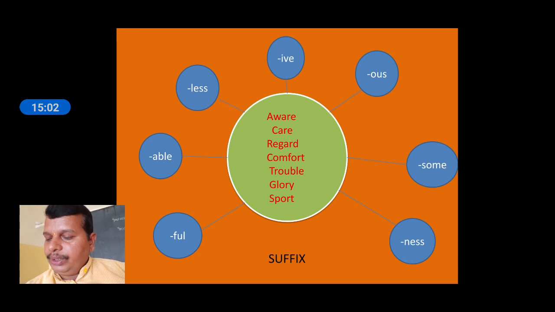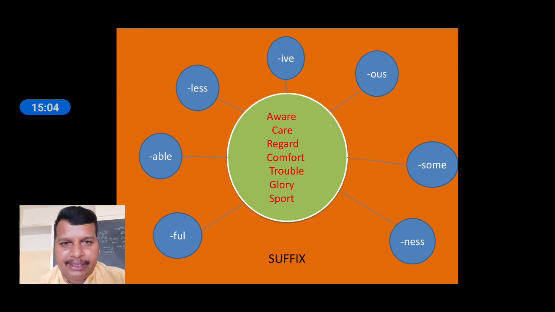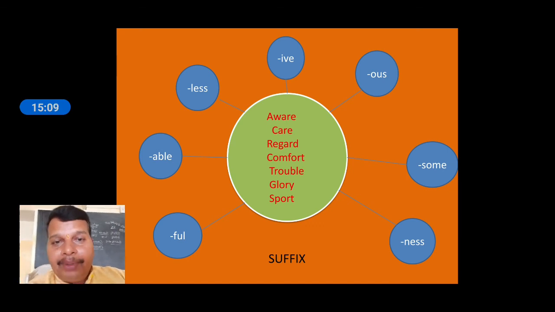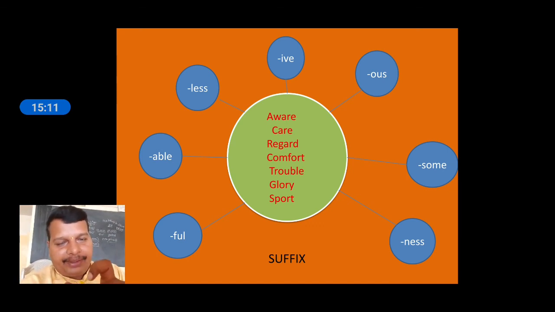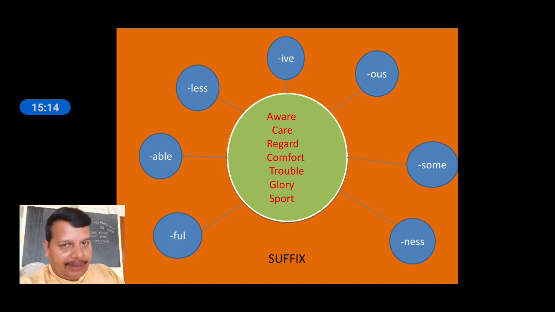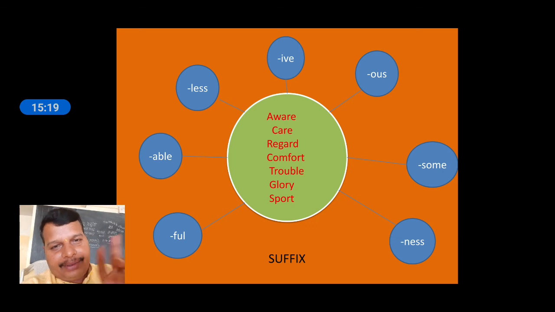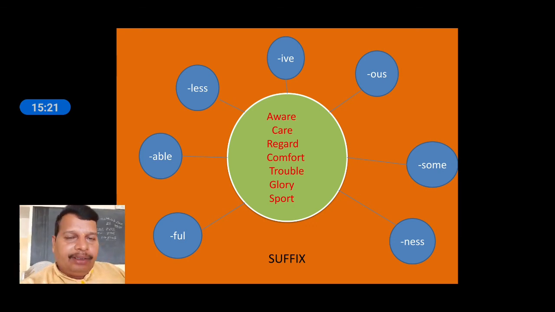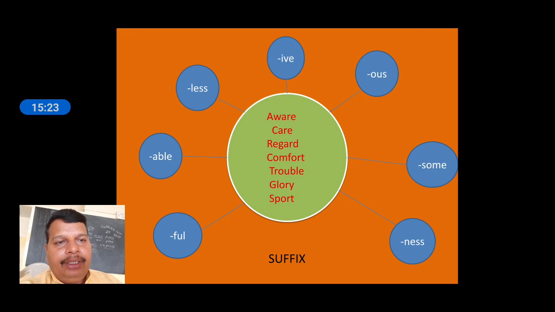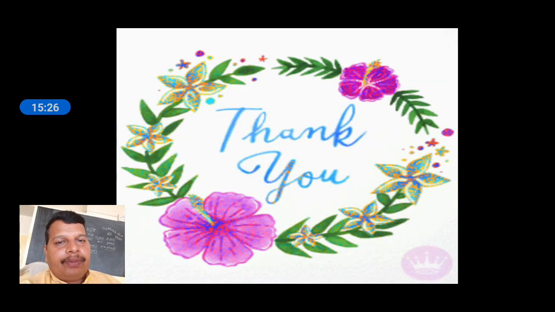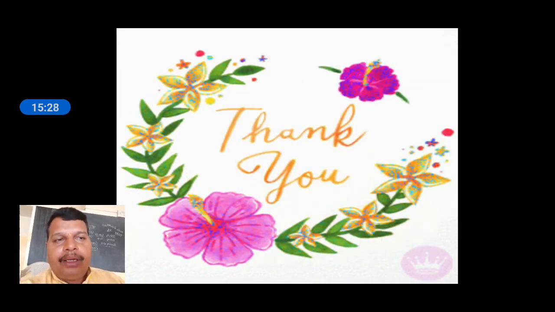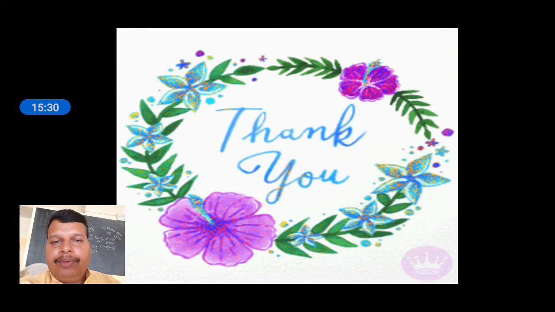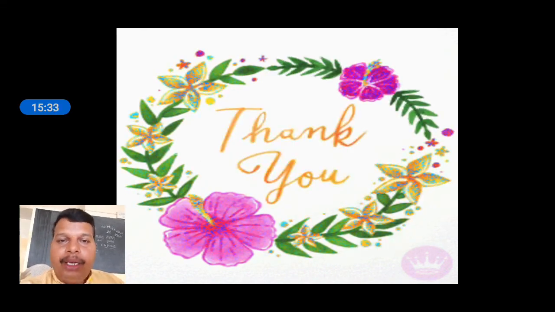You should learn about suffixes and prefixes, children. Which are the prefixes? For example, happy, unhappy. Un is the prefix. And happiness: ness is the suffix. Un is the prefix, ness is the suffix. Got it, children? Then you should write all these things in your CW and HW also. Thank you once again.